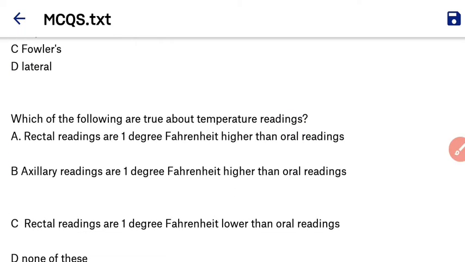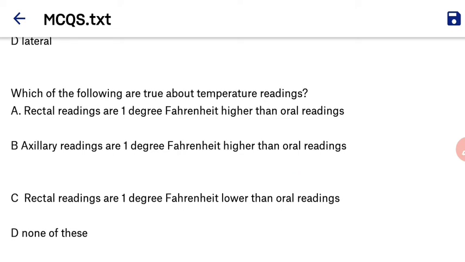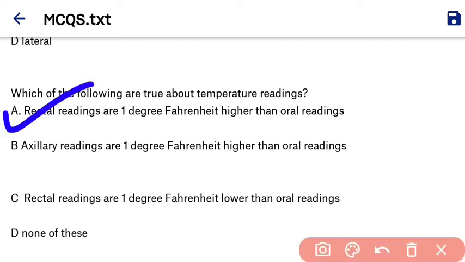Next, which of the following is true about the temperature reading? So here, rectal readings are 1 degree Fahrenheit higher than the oral reading. So here A is the right answer. Okay, rectal reading is 1 degree Fahrenheit higher than the oral readings. So A is the correct answer.